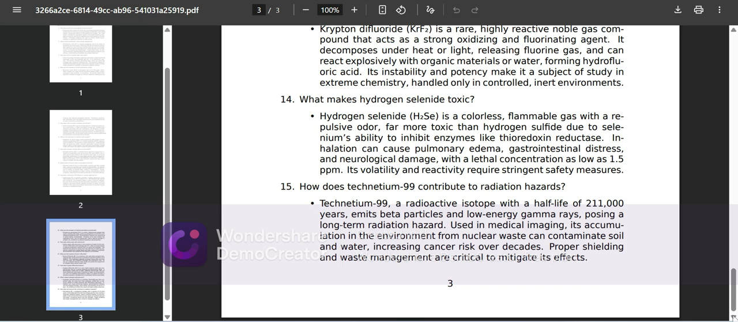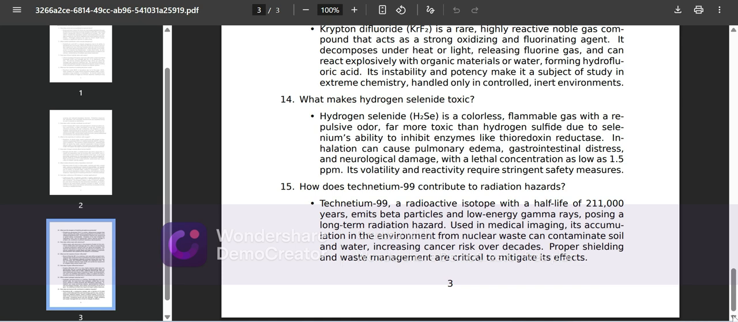Inhalation can cause pulmonary edema, gastrointestinal distress, and neurological damage. With a lethal concentration as low as 1.5 ppm, its volatility and reactivity require stringent safety measures. How does technetium-99 contribute to radiation hazards?